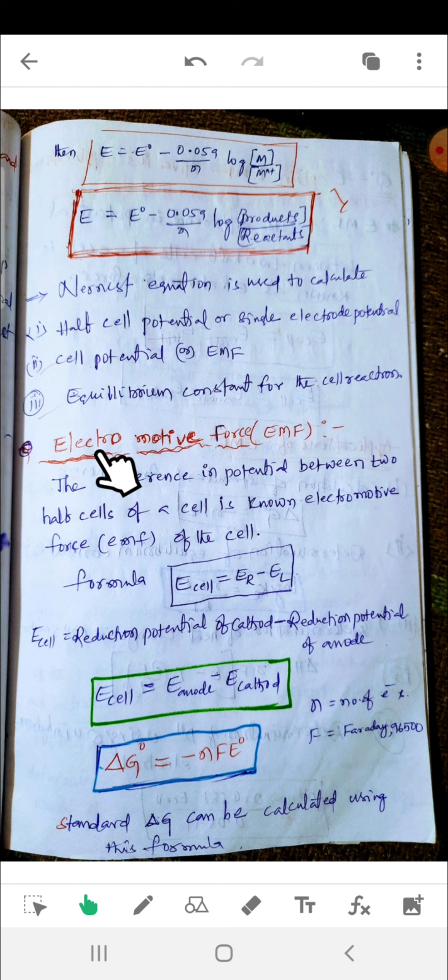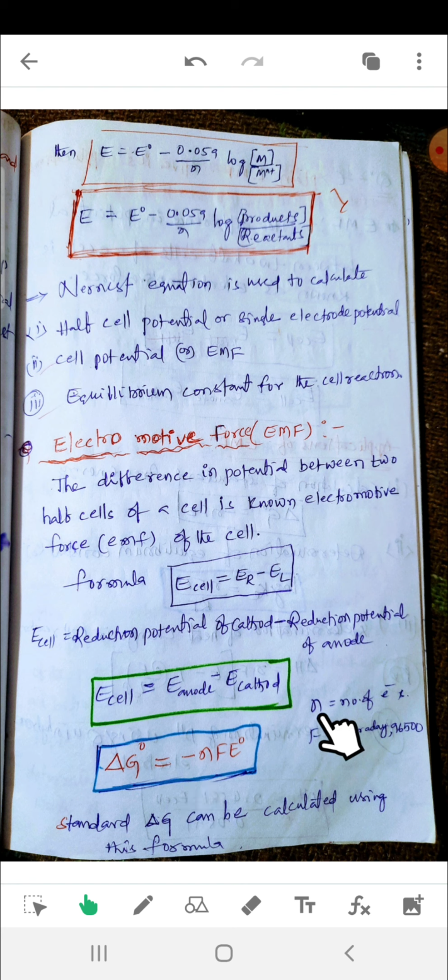Next subunit is the electromotive force, EMF. The difference in potential between the two half cells of a cell is known as the electromotive force, EMF, of the cell. Formula: E cell equals E right minus E left. So E cell equals reduction potential of cathode minus reduction potential of anode.